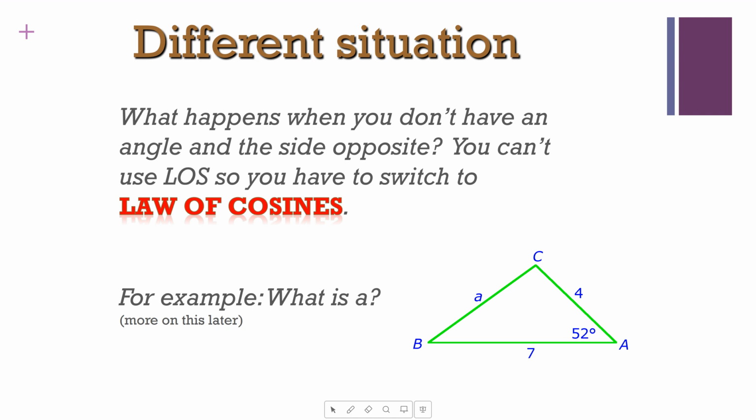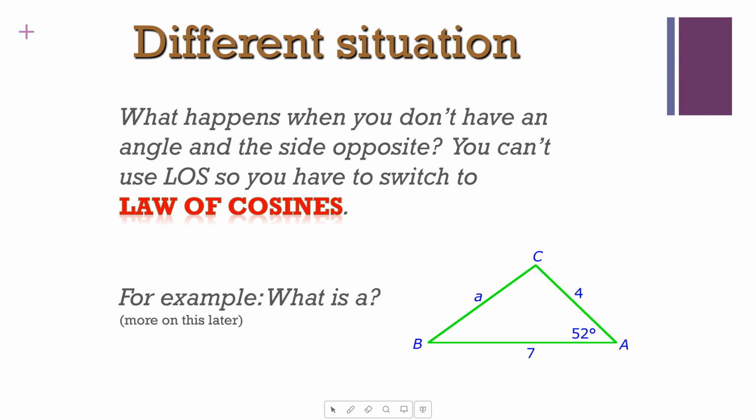Here's one. Okay, so notice, if we were going to use law of sines for this, we would need to know the length of A so that we can get that relationship. But since we don't, we can't solve that. Which means we have to switch to law of cosines. Law of cosines is a harder law to use.